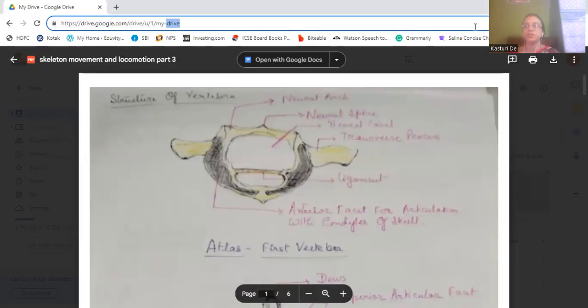Good evening, viewers. Appendicular Skeleton. Today, we will discuss part C of the skeleton movement and locomotion chapter.